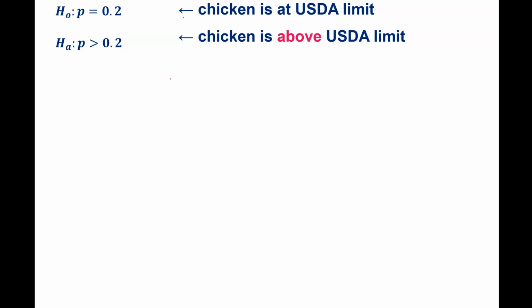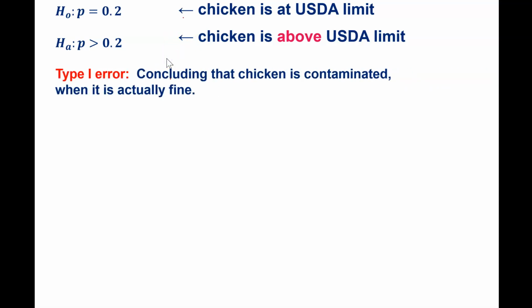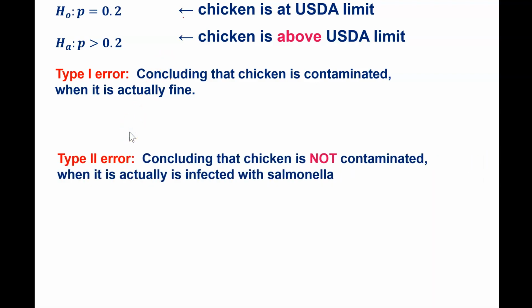A type 1 error is when you're rejecting the null hypothesis when in fact the null hypothesis is true. So in this case, that means you're concluding that the chicken is contaminated when it's actually fine. With a type 2 error, you're failing to reject the null hypothesis when the null hypothesis is false. So what that means in this context is you're concluding that the chicken is not contaminated when it actually is infected with salmonella.